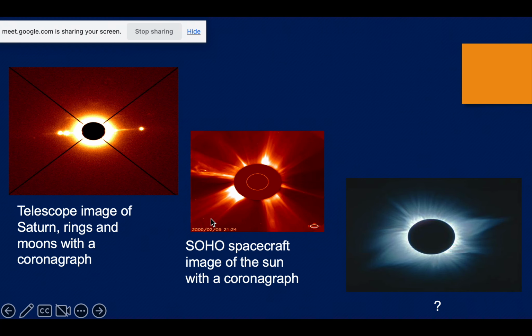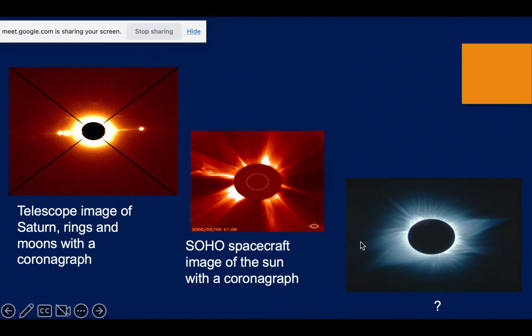So for example, this is an image of the sun. The sun has a very hot corona outside it. If you were to look at it directly, you will not see the corona because the sun itself is so bright. And therefore what we do is we put something called a coronagraph, which blocks the light from the sun so that we see the corona.